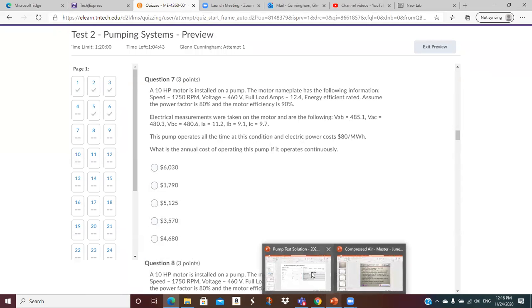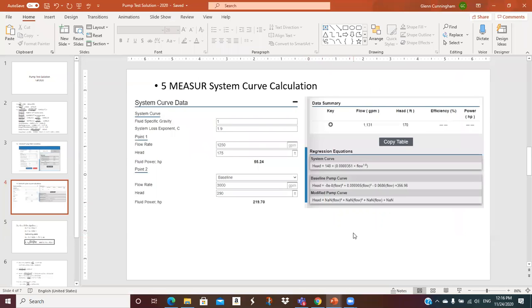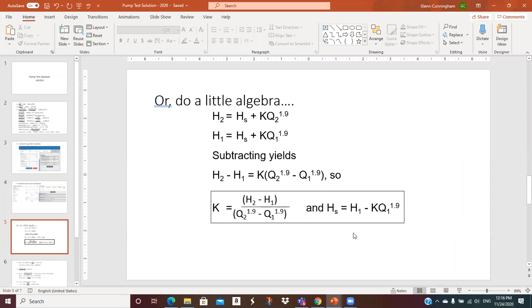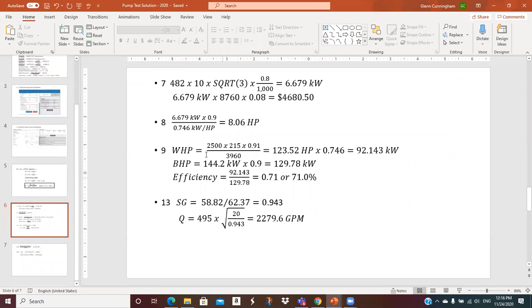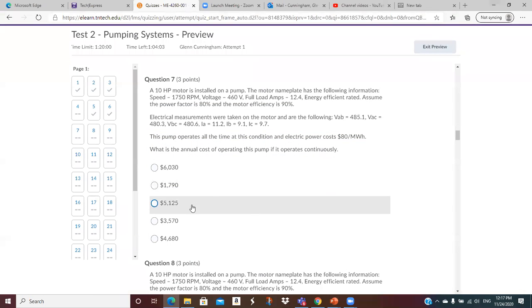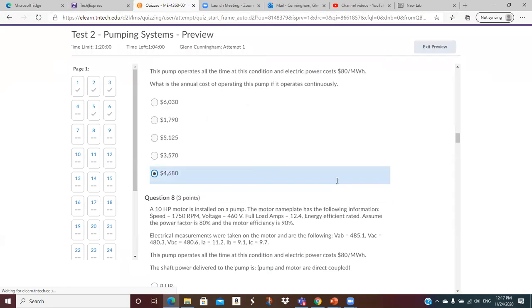So we simply have to average the voltages and we get 482. We average the amps and we get 10. So volts, amps, square root of 3 times power factor divided by 1,000 is 6.678 kW. And then that's all the time, so it's 8760 hours per year at 8 cent electricity. So it's 4680 is the correct answer. So 4680, okay.